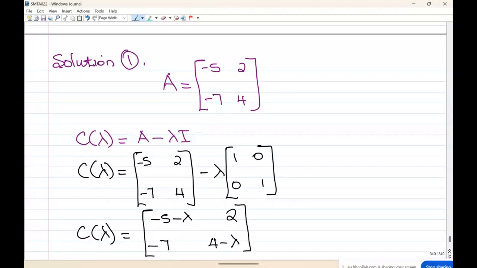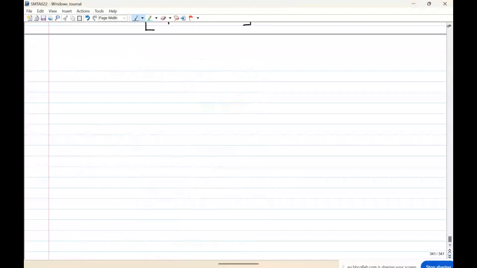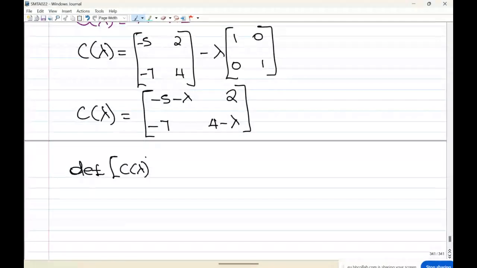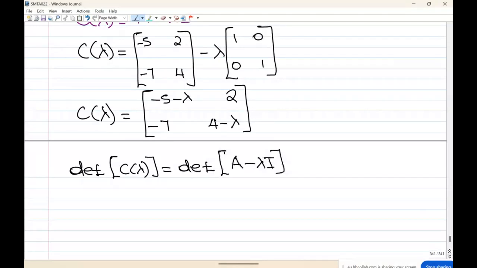So if you agree, after this, you know that you have a characteristic matrix, then you go to the characteristic polynomial. On the characteristic polynomial, that's where you are going to have the determinant of this C of this lambda, which will be equals to the determinant of A minus lambda I. Can I get yes from you? Then what is the determinant of that 2 by 2?